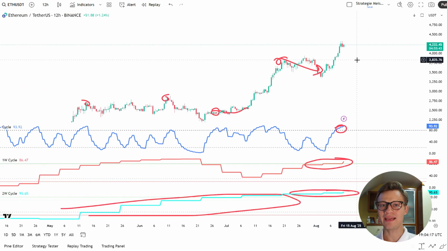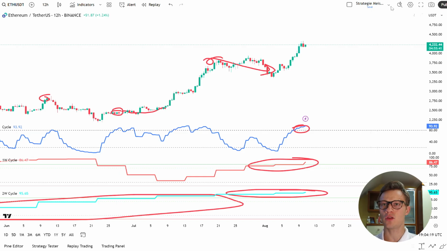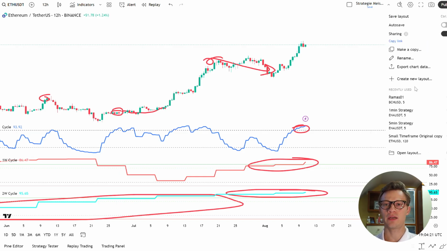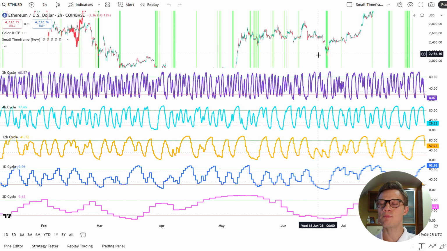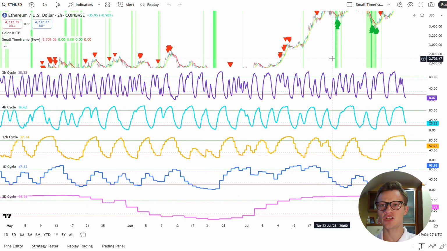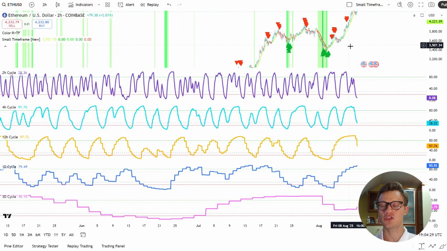However, in order to make a decision to buy or to sell, I have to go to smaller time frames. So I have prepared a separate layout for that. I'm going to navigate to this layout. Here you will see a bunch of indicators, a bunch of strategies, and even different colors and arrows on the chart.